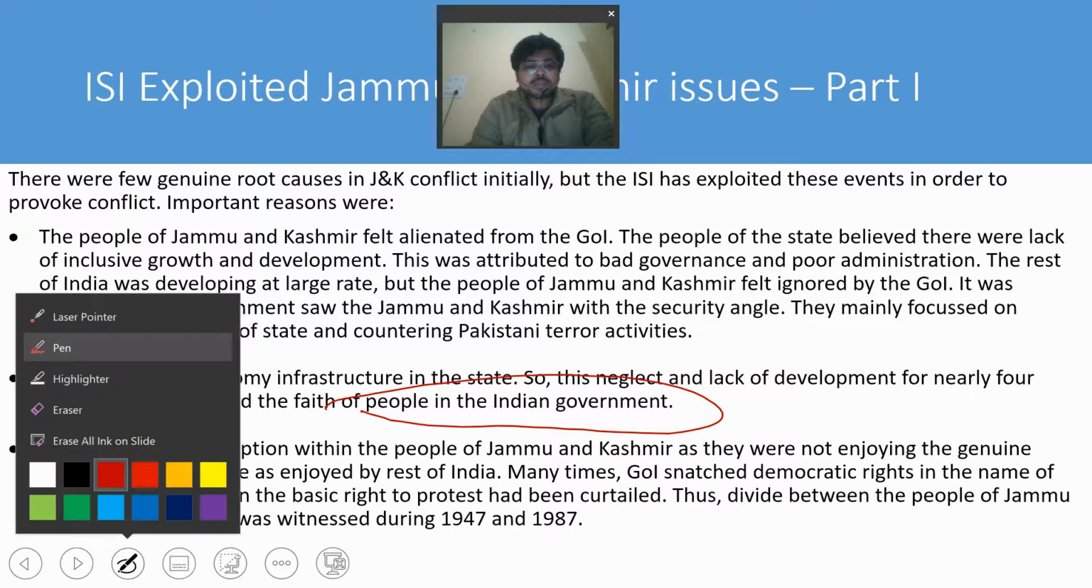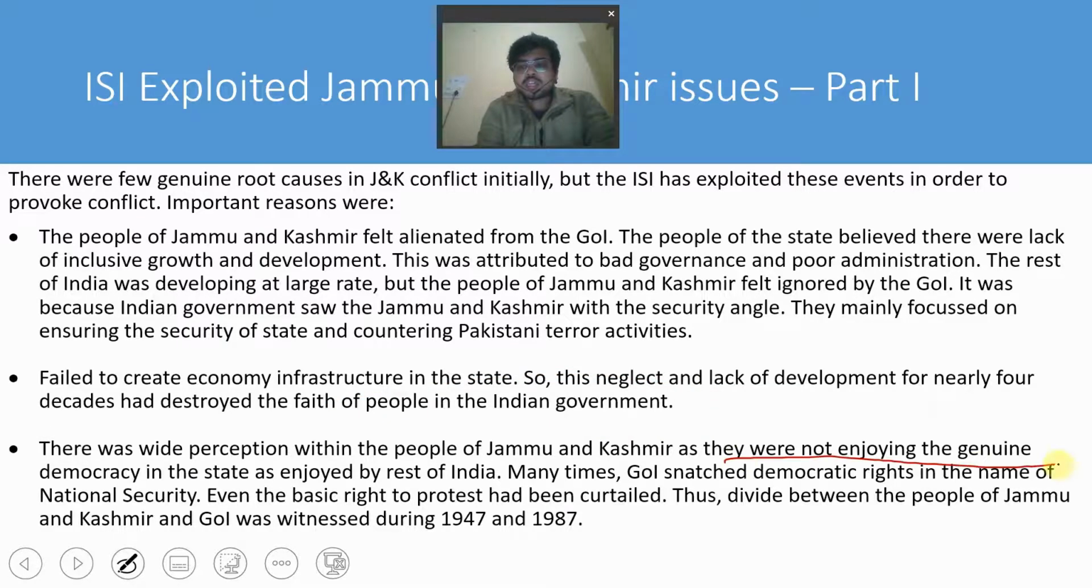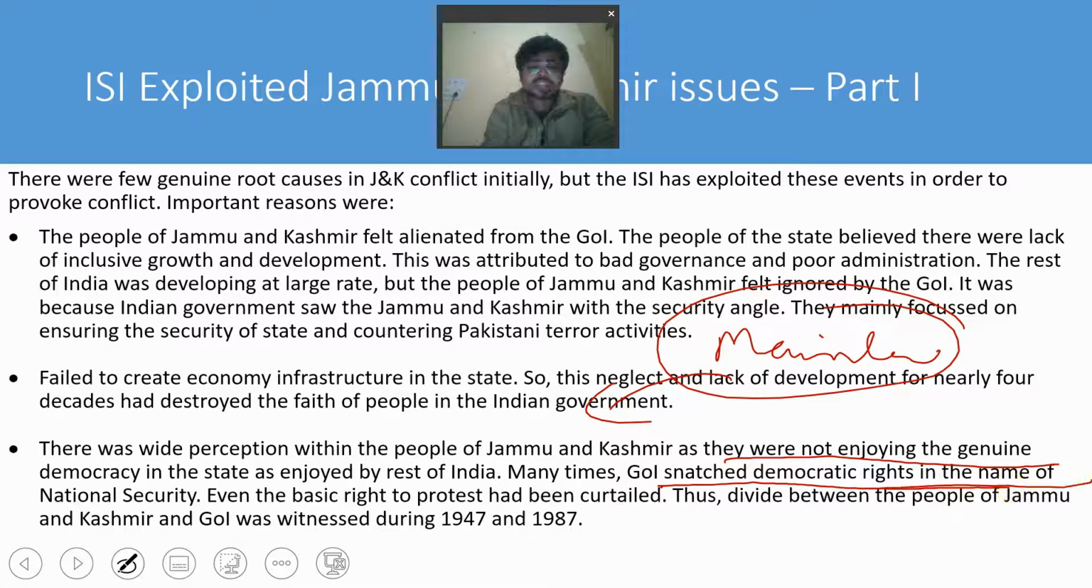There was a wide perception among the people of Jammu and Kashmir that they were not enjoying genuine democracy in their state as enjoyed by the rest of India. They noticed that the kind of democracy the mainland people of India are enjoying, they are not enjoying. Many times the government of India snatched democratic rights due to the imposition of presidential rule or lockdowns, and articles like 344 were imposed. The government snatched democratic rights in the name of national security. Even the basic right to protest had been curtailed.